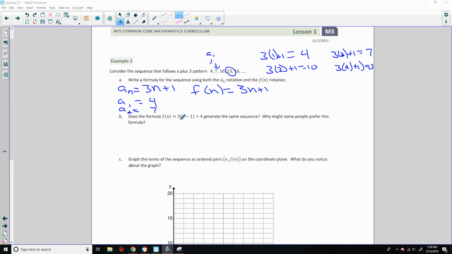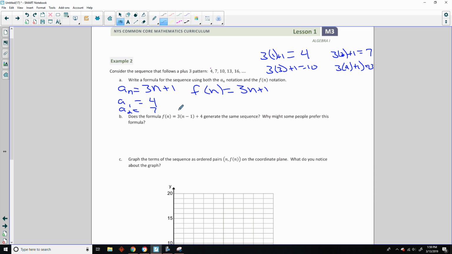Part B says, does the formula f of n equals 3 times n minus 1 plus 4 generate the same sequence? So let me just erase this. So we want to try, the first term would be 1 minus 1, which is 0. 3 times 0 is 0. 0 plus 4 is 4. My first term is 4. That worked. Okay, first term does work.